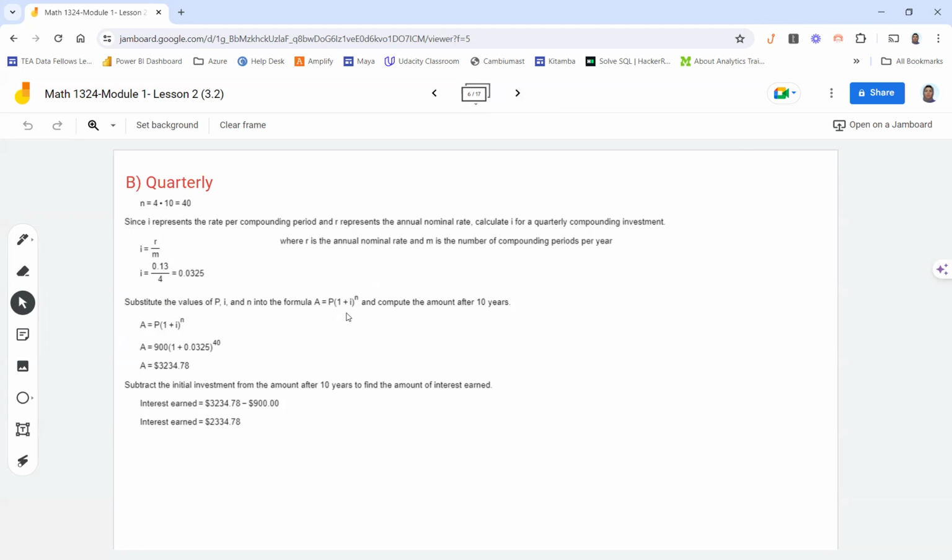Now we're going to plug in the numbers to this formula. The original value was 900, parentheses 1 plus. Now we don't use the 13% anymore because we had to divide 13% by 4 compounding periods. And then to the power of 40, this will be the future value for $900 in 10 years. Again, when you subtract the original money, you can find out how much interest you make.